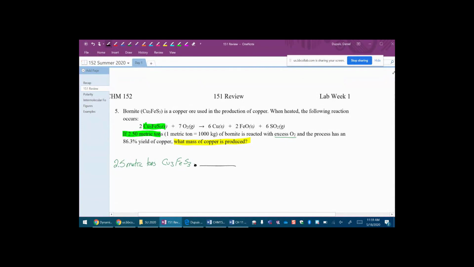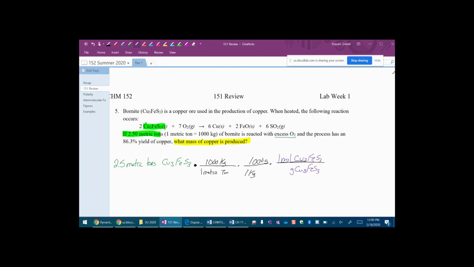Dots, we're used to dots. Now, we know 1 metric ton is 1,000 kilograms. And we know 1 kilogram is 1,000 grams. Right? And we put grams of Cu3FeS3 on the bottom. 1 mole Cu3FeS3 on top.